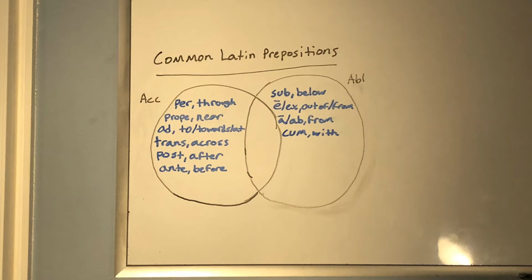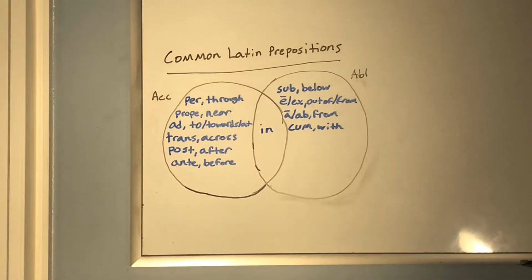Now notice that this is a Venn diagram, so there's one in the middle. There is one preposition that will take both accusative and ablative nouns, but it's really easy to distinguish between the two. That preposition is in.